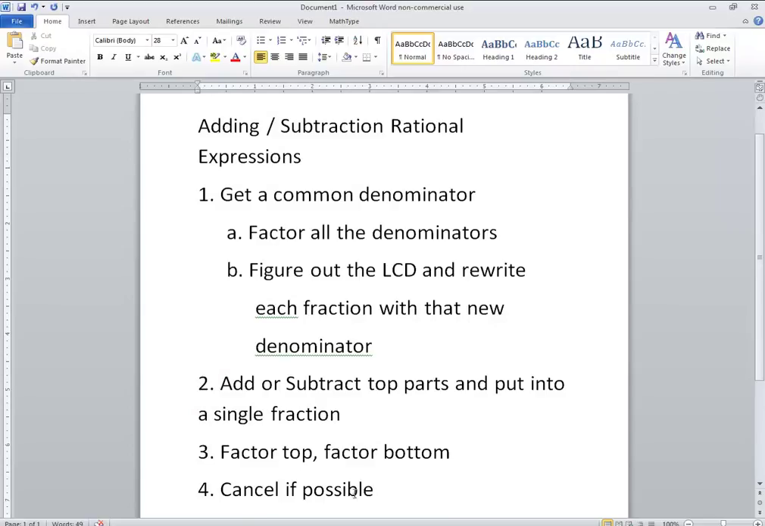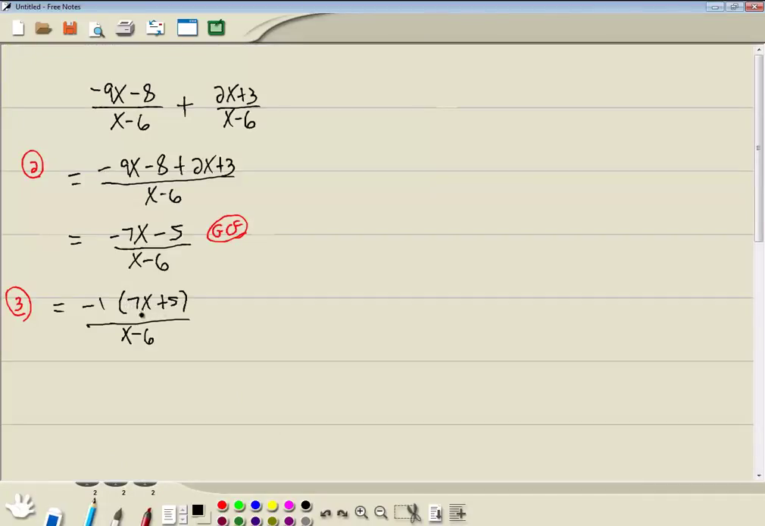Now step 4 says cancel if possible. Well, this 7x plus 5 would have to be the same as the bottom here, and it isn't, so we can't cancel. Sometimes people can see you can't cancel and they'll stop at the previous step. Either that's your answer, or you could write it that way. Or you could even put this negative out in front of the fraction and have (7x plus 5) over (x minus 6) with a negative out in front. So there are different ways you can write it.